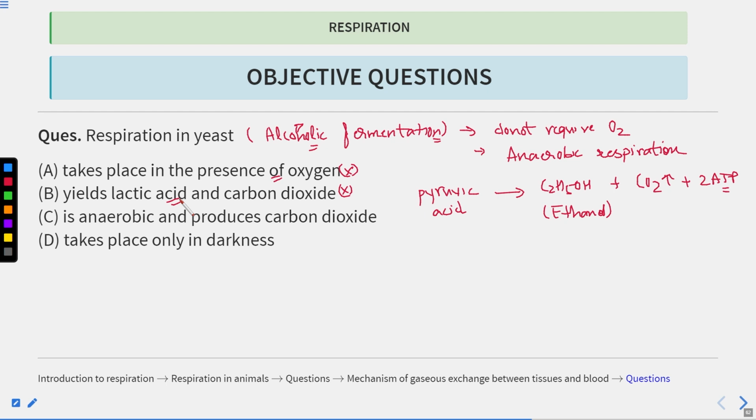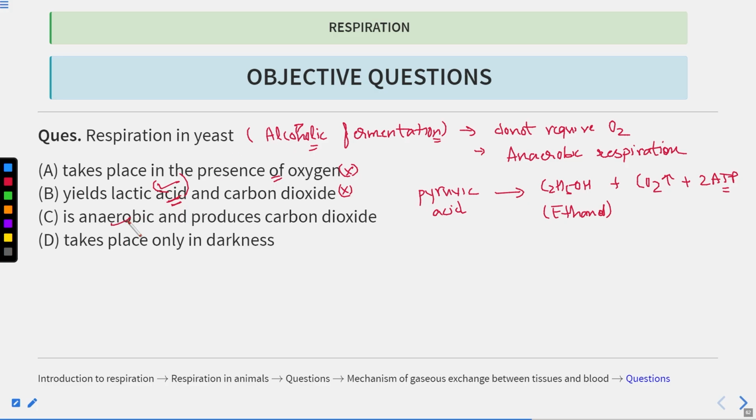Lactic acid is produced during the lactic acid fermentation, which happens in some of the lactic acid bacteria such as lactobacillus, or it can also take place in the muscle tissues during the vigorous exercise. So during vigorous exercise, what happens? There is a lack of the oxygen and the pyruvic acid is converted into the lactic acid, and that is the reason for the muscle cramps. Now this lactic acid is slowly metabolized in the liver, and the concentration of the lactic acid in the muscle decreases and you get rid of the muscle cramps. Okay, so this is also not the correct answer.